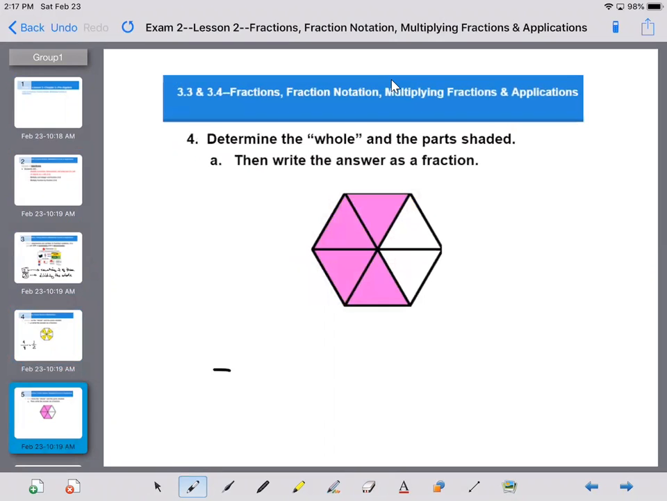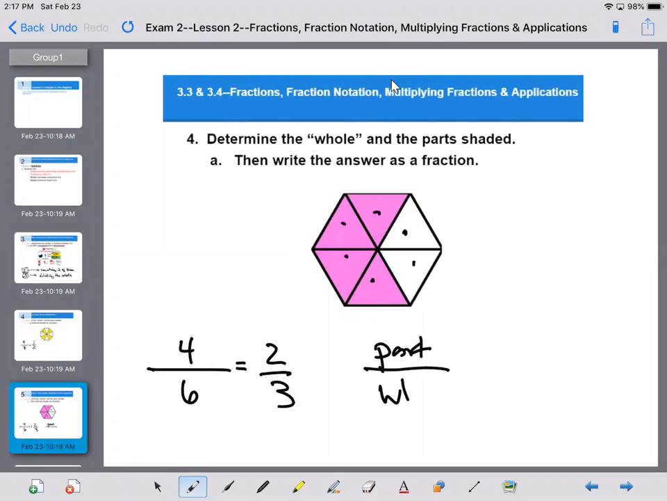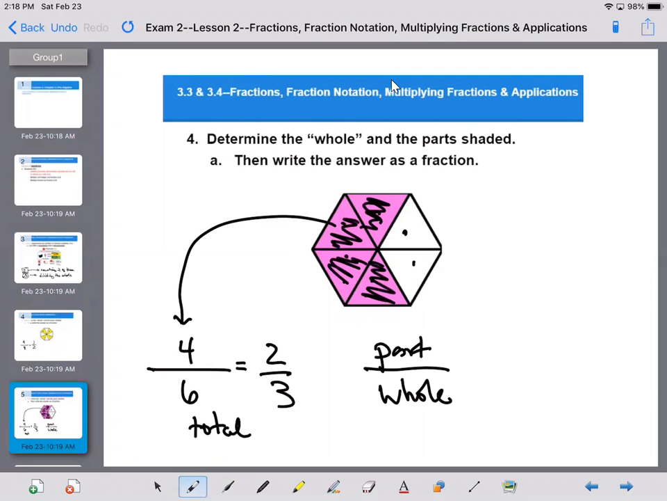Count the whole pieces, so 1, 2, 3, 4 that are shaded, 5, 6 total. 4 that are shaded, that would be 2/3. This is what we're saying is a part to whole. And so the shaded region, there's 4 of those pieces that we can count. That's where the 4 comes from. And then the 6 is just your total. And 4/6 is the same as 2/3.